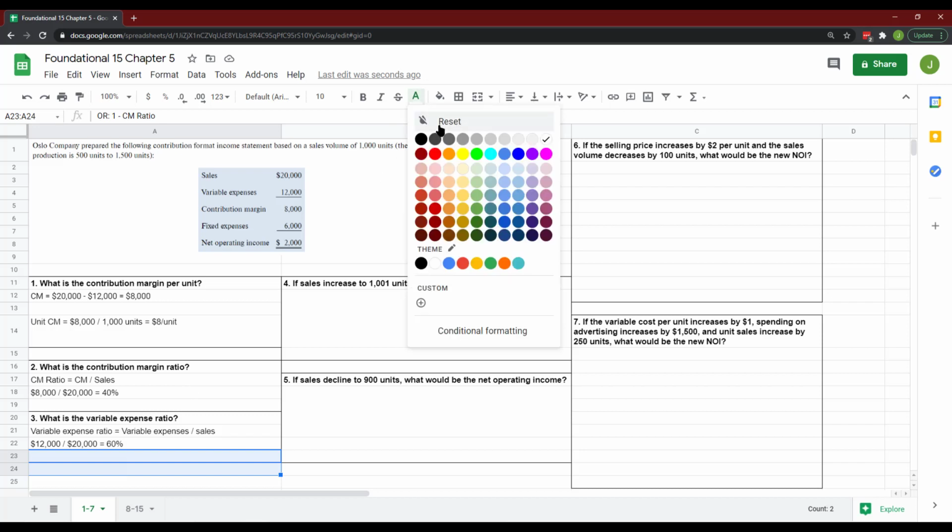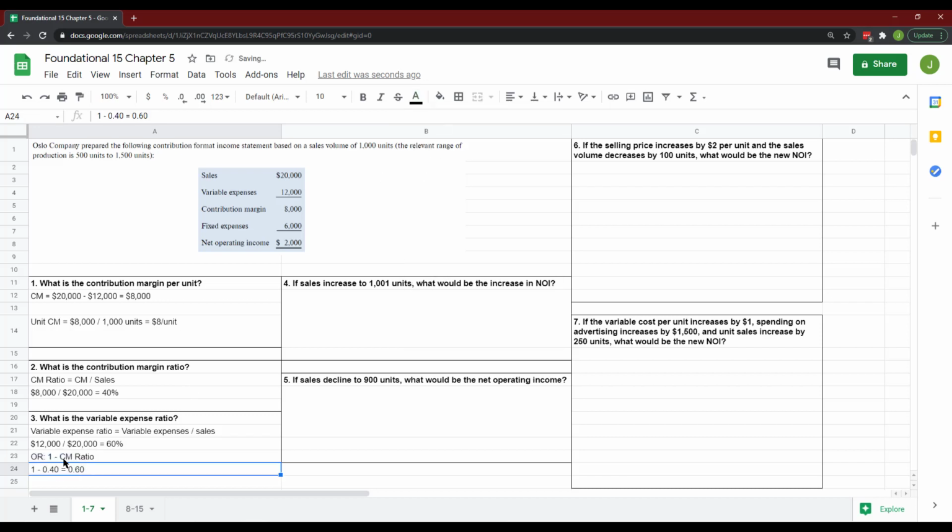So another way we could have done this is said, okay, well, we know what the CM ratio is, so we'll do 1 minus the CM ratio. 1 minus 40% gives us 60%. So based on what work you've already done, those are two ways that you can find it. Most likely, if you already have your CM ratio, the second method is probably the quickest and the best way to do it. But if you're only being asked to calculate the variable expense ratio, then you're just going to plug it in like we did initially.